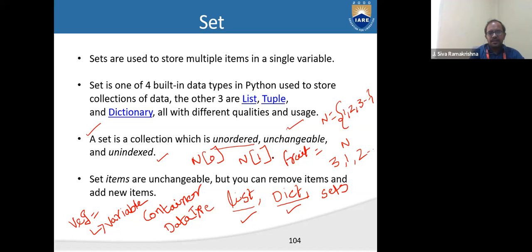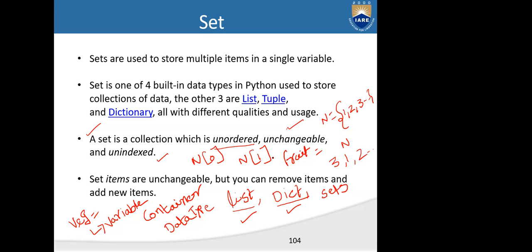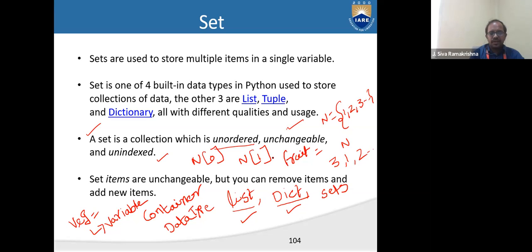Then where do n of 0, n of 1, n of 2 come from? No, they are unordered and unindexed. Understand? So I can tell you slicing of this set is not possible. You cannot perform a slicing operation. I want only from 0 to 5 elements. I want the elements from 6 to 10 for the given set. No, that kind of operation you cannot do.